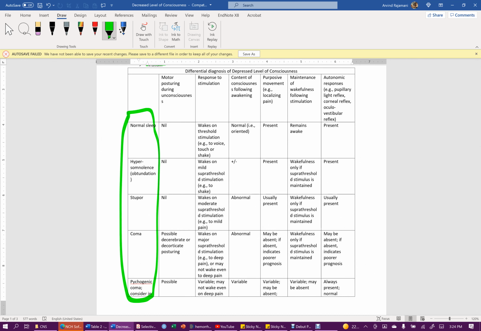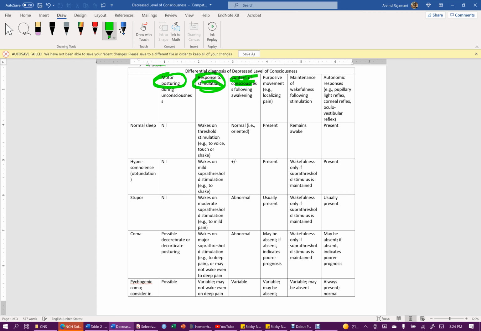Here you have the various different differential diagnoses, and then these are the criteria by which you differentiate everything. The various criteria are: are you having any motor posturing during your unconsciousness? How do you respond to the stimulation? The content of the consciousness after you wake up. So are you confused? Then are you exhibiting any purposeful movements? And then once I stop the stimulation, can you maintain your wakefulness? And finally, some autonomic responses, cranial nerve responses, and so on.